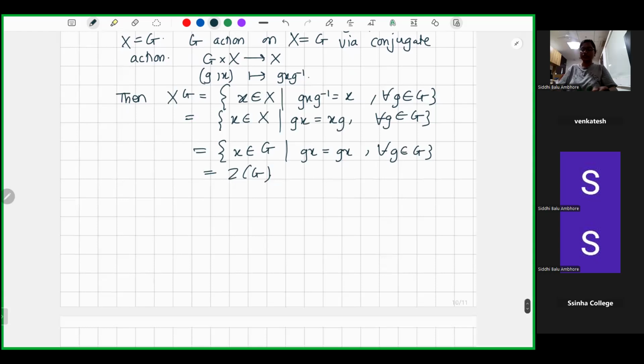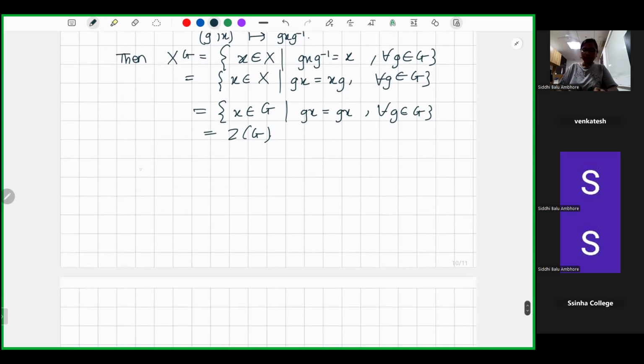Is there any doubt here? This is just the basic definition which we are following here. And here, the orbit of X will be what?